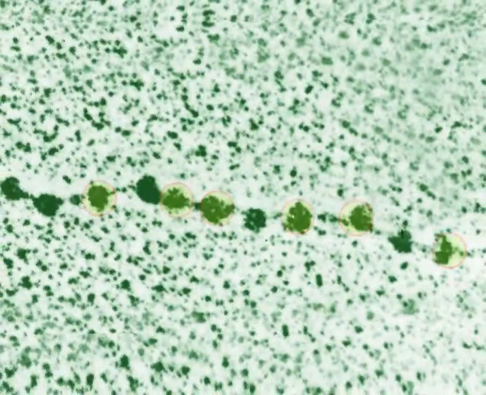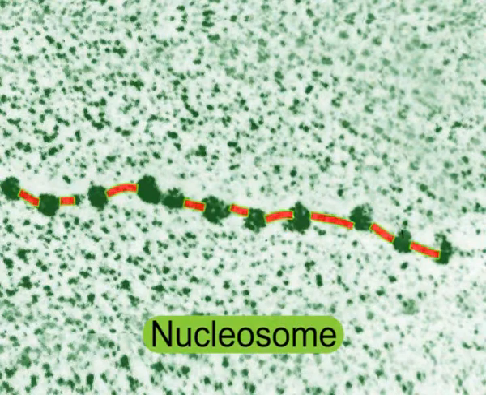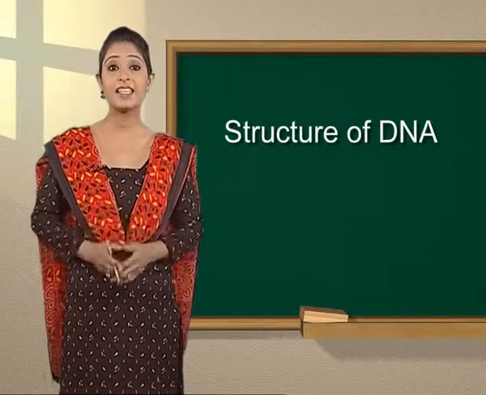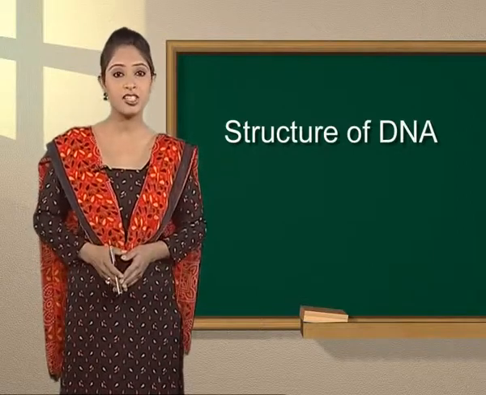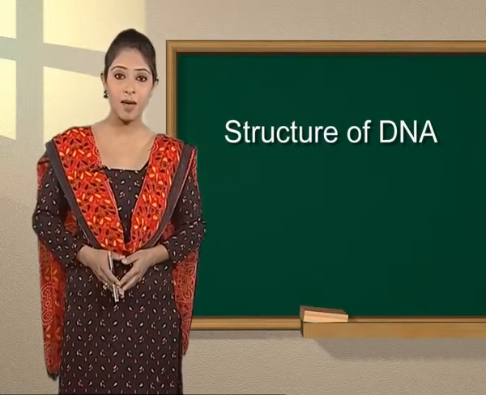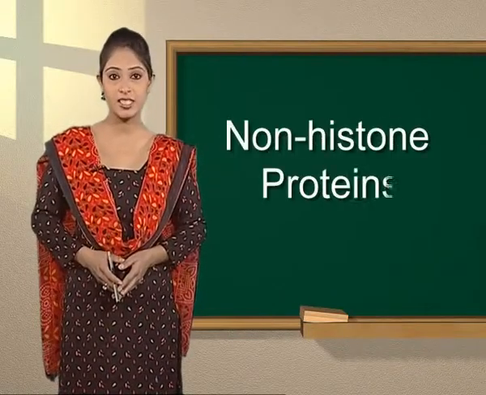Under an electron microscope, the DNA looks like a bead on a string. The beads are nucleosomes and the string is the spacer DNA. DNA is further compacted by additional sets of proteins that pack the chromatin into chromatin fibers. These proteins are collectively known as non-histone proteins.